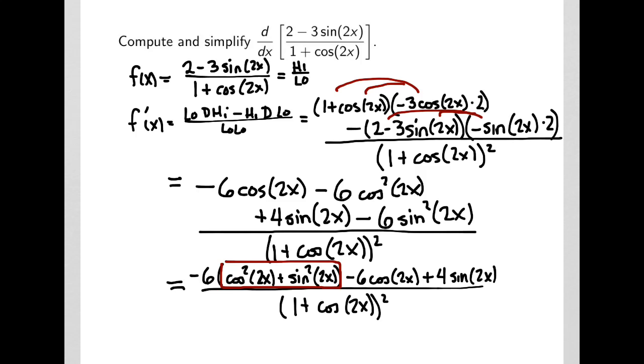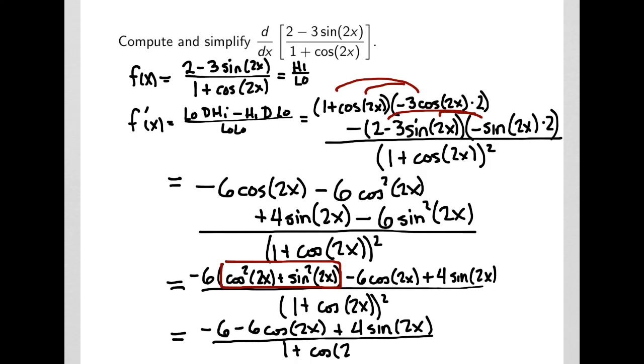Sine squared plus cosine squared of the same angle is always equal to 1. And so my final answer is I'm going to get negative 6 times 1, so negative 6, minus 6 cosine of 2x, plus 4 sine of 2x, all over 1 plus cosine of 2x, all squared. And that is the simplified formula for the derivative.